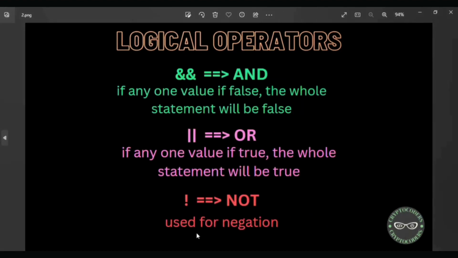And the next is our logical operators. You must have learned these before as well: the AND operator, the OR operator, and the NOT operator. These are the symbols that we use: the double AND sign, these are for the OR operator, and this is our NOT operator. In the AND operator, we know that it compares two expressions, and if any of the expressions is false, the whole statement will be considered false. It will give us 0. In the OR operator, only if both the expressions are false will it give us false. And NOT is used for negation. It turns true into false and false into true.